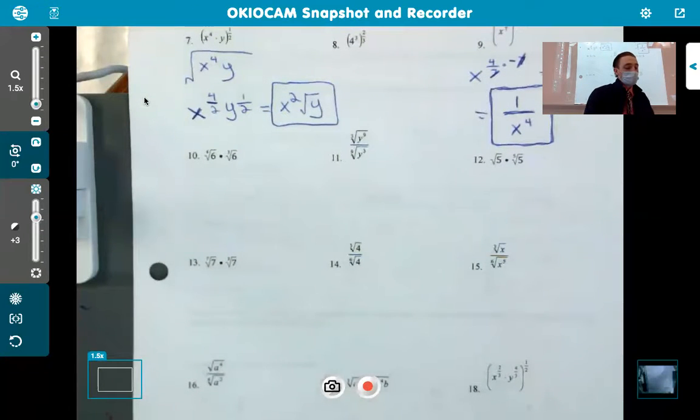Number 11. Now we're going to start to get into the nitty-gritty of what we did yesterday. I have the cubed root of y to the 9th power divided by the 9th root of y to the 3rd power. Remember our steps when we see division or multiplication. We need to change our root expression to an exponential expression and then simplify from there.